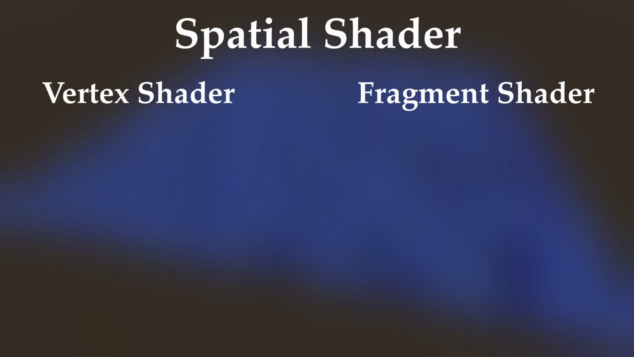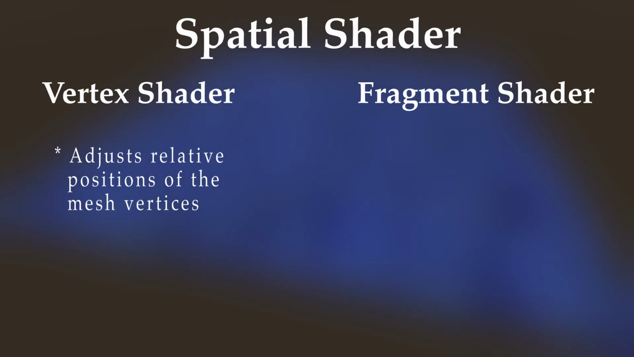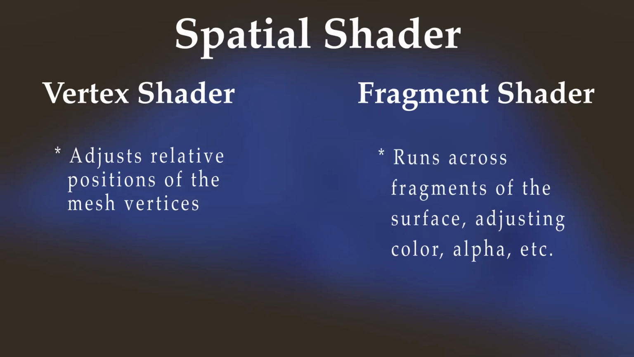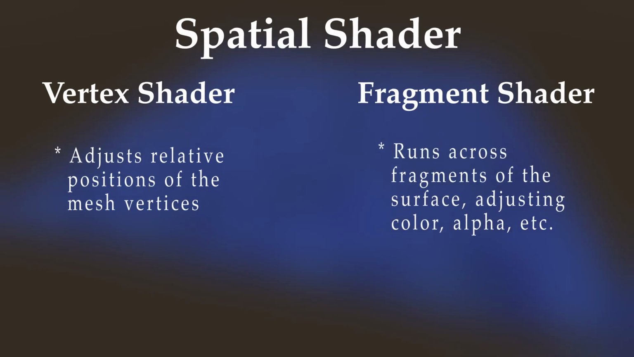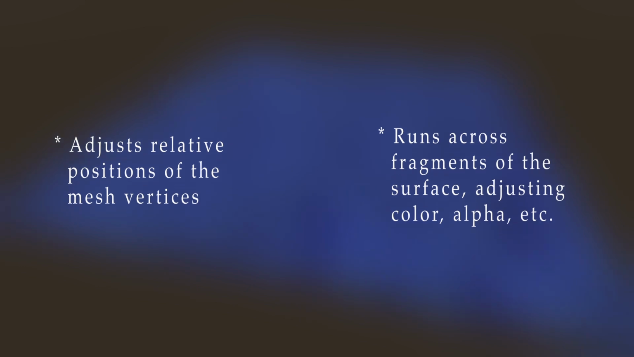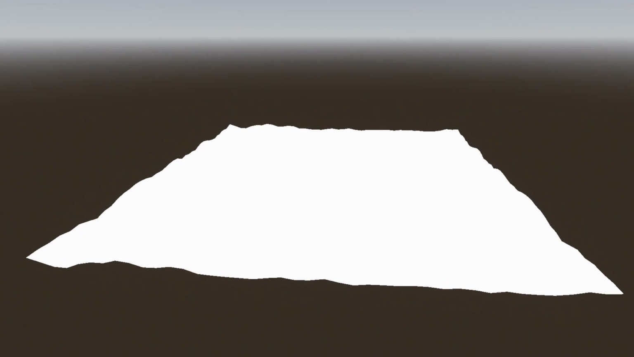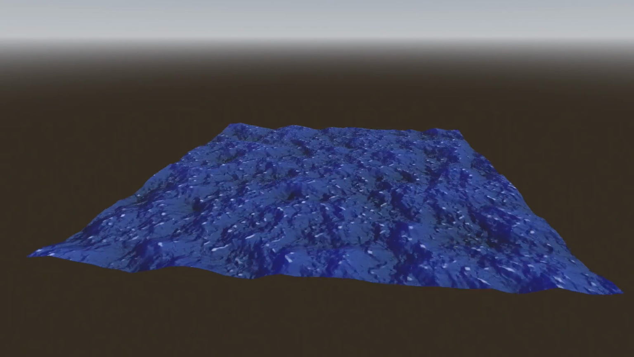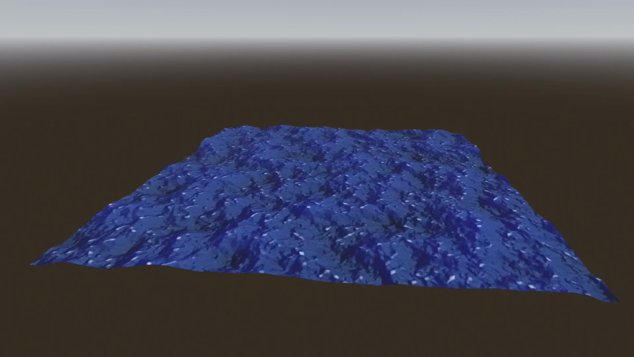Our shader has two primary sections, the vertex shader and the fragment shader. The vertex shader handles displacement of each vertex in the mesh, while the fragment shader takes small bits of the surface and is responsible for things like color, transparency, and other lighting effects. So with the help of the vertex shader, this flat plane will get some waves, and with the help of the fragment shader, it'll have the right color. But how do we get the waves?